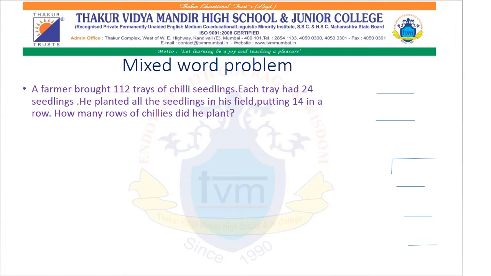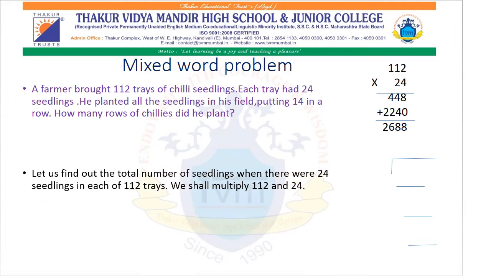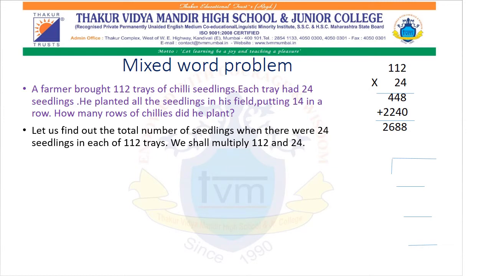112 trays, and in each tray there were 24 seedlings. And those seedlings he has planted in his field by keeping 14 seedlings in one row. Correct? So first of all we need to find out how many total seedlings he is having. For that, what do we have to do? For that we will do the multiplication.